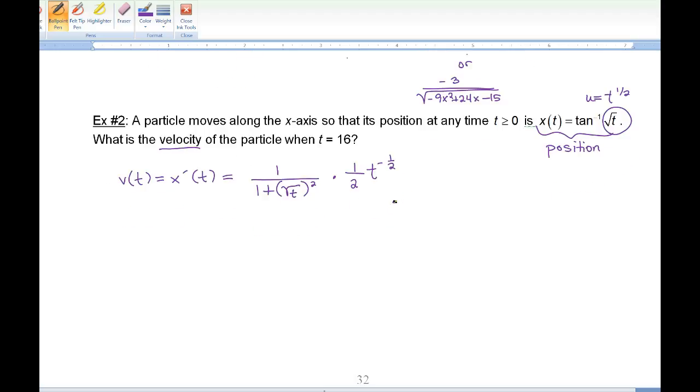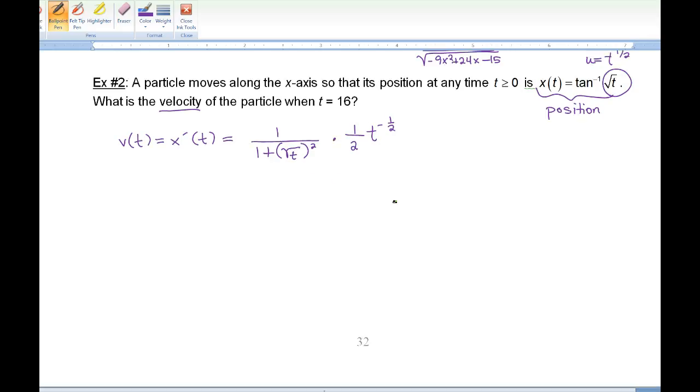We're okay with that so far? So what does that look like? Well, we have a 1 over 2 times the square root of t times 1 plus t in parentheses. If you want, you can multiply it out. But remember, we're going to evaluate this when t is 16. Wait, what happened to the 2? Yeah, 1 over 2. Thank you, I forgot my 2.